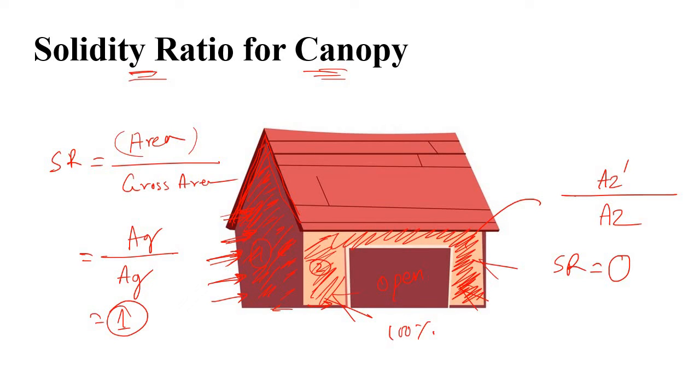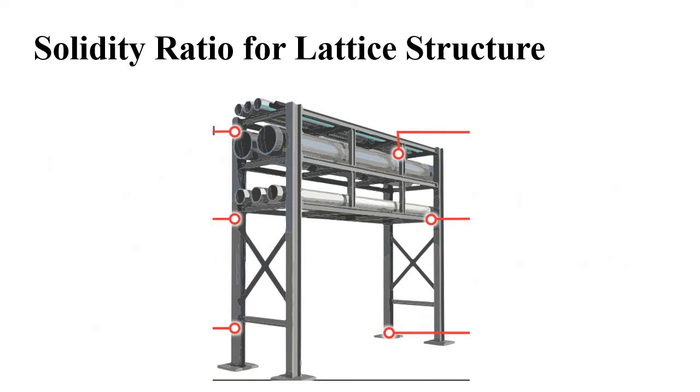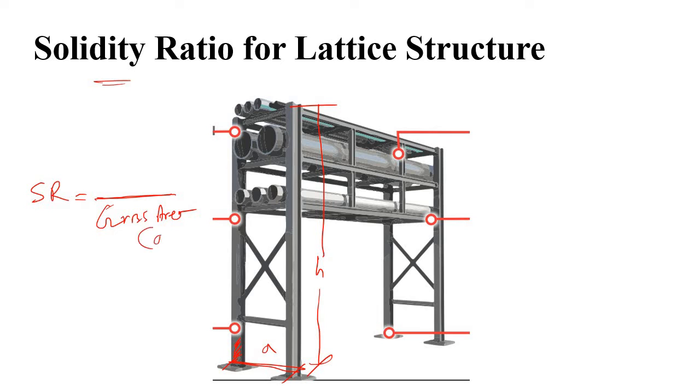Now let's understand the solidity ratio for a lattice structure. A lattice structure means a pipe rack, or it can be any electrical transmission tower. In that case the solidity ratio is again the ratio of two areas. First we have the gross area. To calculate the gross area you will have this width, let's say A, and the total height, let's say H. So we have the gross area as A times H, and the obstructed area.